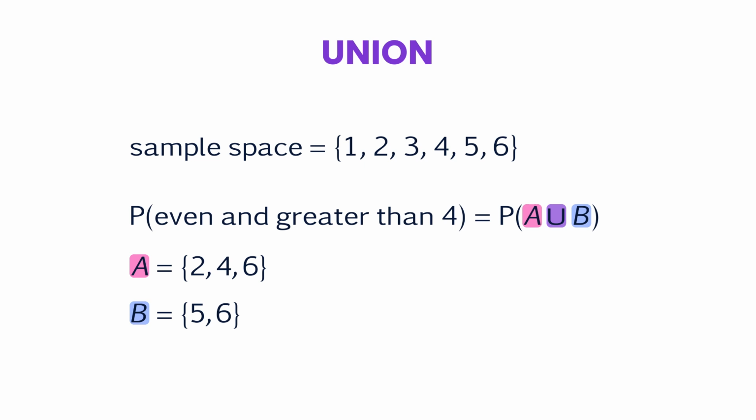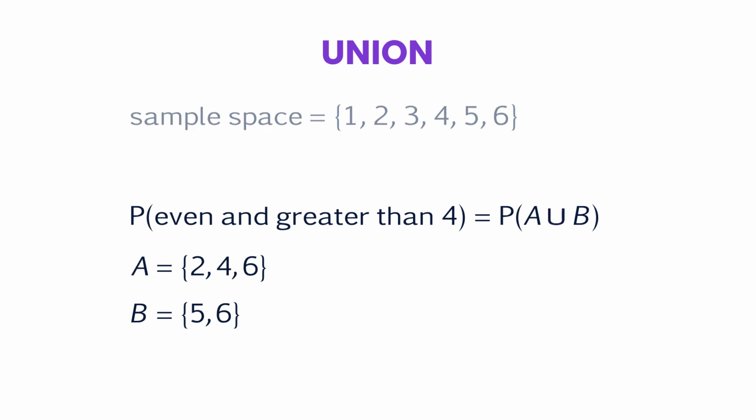Remember that a common notation for the word OR is this symbol, which looks like a big U. You can think of it as U for union, a little mnemonic device for you there. When you combine the 2 events, A and B, into a new subset, you have made the union of A and B. The union consists of the elements 2, 4, 5, and 6, the even numbers in the sample space, and all numbers greater than 4 in the sample space.